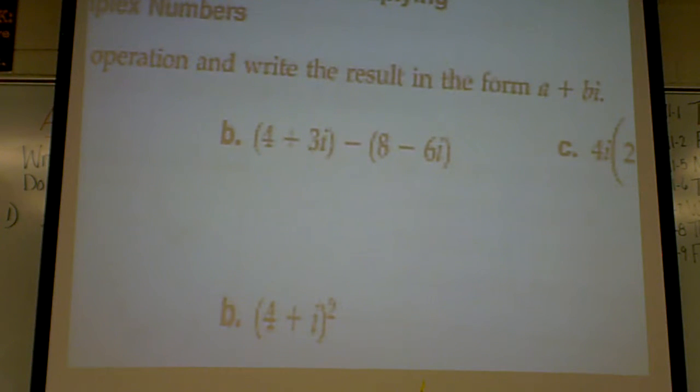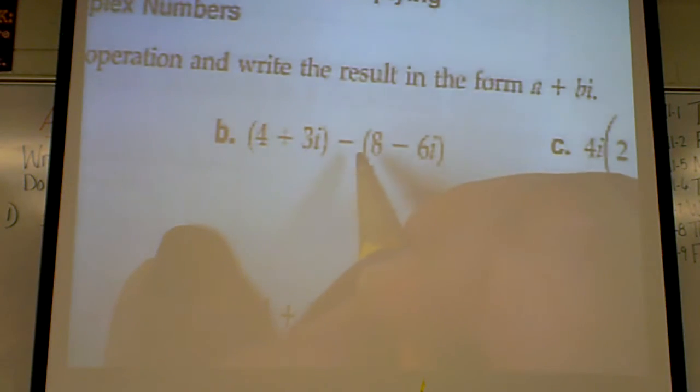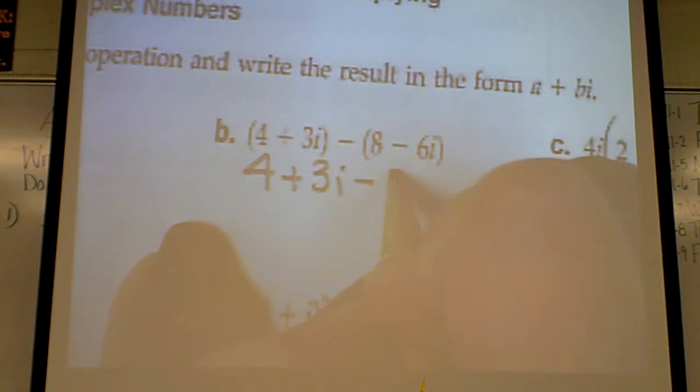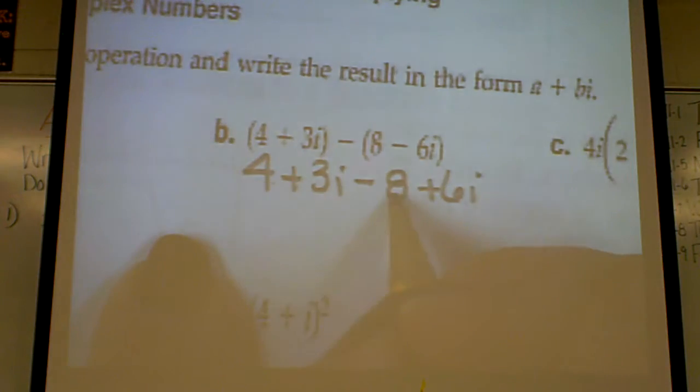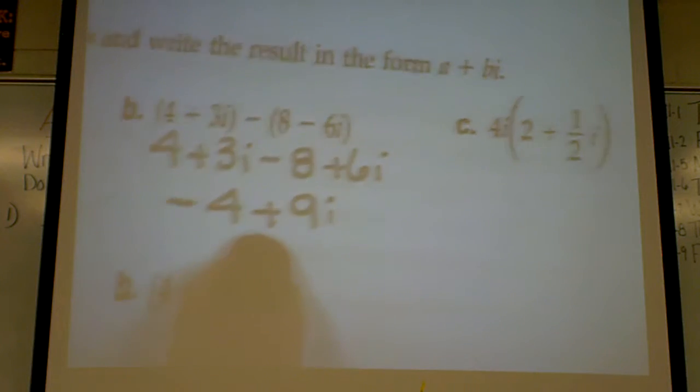Okay, how about B? What are they asking you to do? Subtract. So what should you do with the negative? What do you do with this negative? Distribute. What's your answer now? Negative 4 plus 9i. Very good. Standard form. Good job.